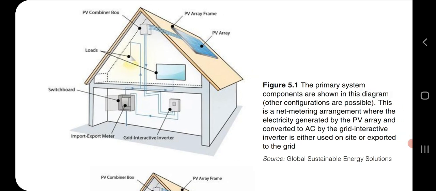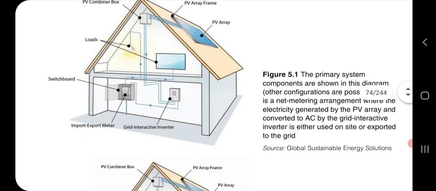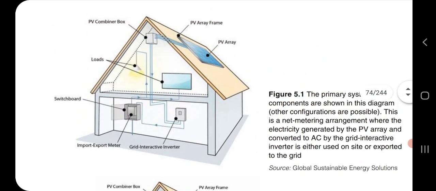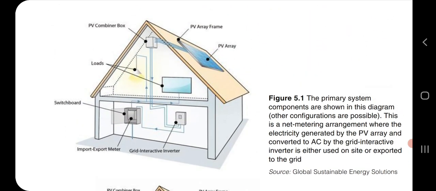In this diagram, the PV array or PV cell is given to the PV combiner box. Then it goes to the grid interactive inverter. This grid interactive inverter converts the supply and gives it to the grid. An import export meter is also there. There are also two load points inside the house. If required, they use the supply, and if it is in excess, it will be given to the grid.